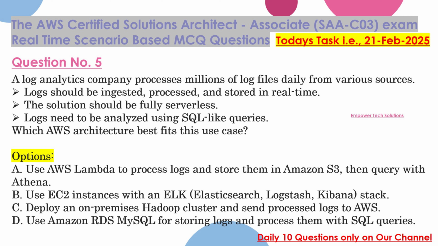Options: A. Use AWS Lambda to process logs and store them in Amazon S3, then query with Athena. B. Use EC2 instances with an ELK (Elasticsearch, Logstash, Kibana) Stack. C. Deploy an on-premises Hadoop cluster and send processed logs to AWS. D. Use Amazon RDS MySQL for storing logs and process them with SQL queries.